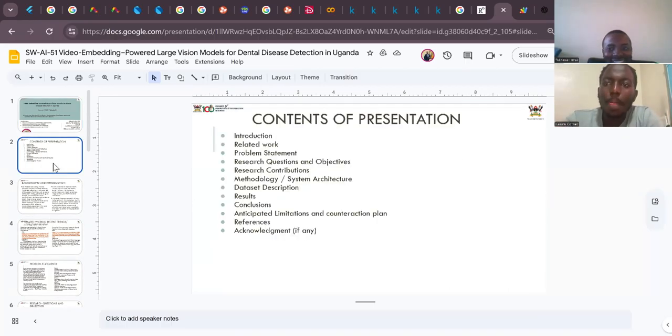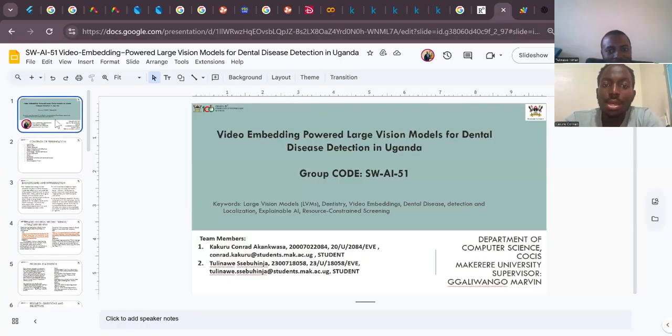Okay. So our project is about dental disease detection in Uganda. Here we're looking at large vision models like YOLO, dentistry, video embeddings, dental disease detection, localization, explainable AI, and resource screening. So this solution is meant for mostly general practitioners and patients.